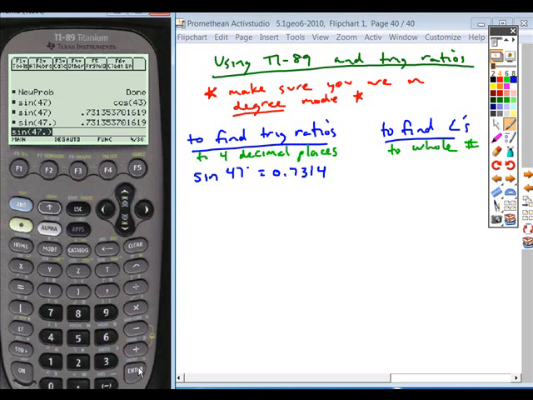Also, if you are using the calculators on the computer, you can adjust the size of it by putting your cursor along the side and just dragging it out, and you can make it larger so it fits more of your screen.